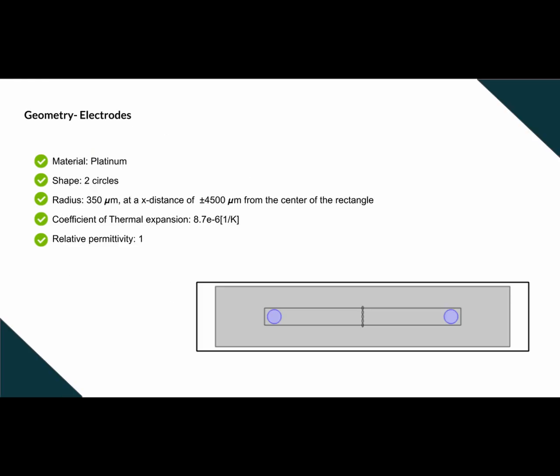Finally, we have the conductors, set as electrodes in the shape of two circles of radius 350 micrometers, each one located on the extremes of the channel at a distance of 4,500 micrometers from the center. The material used was platinum. The modules of the electric current physics used were electric potential on the left electrode with a voltage input equal to 1000 volts, and ground on the right side with a value of 0 volts. The information of all materials was obtained from the COMSOL library.